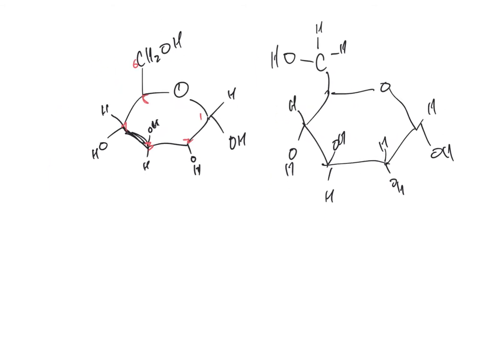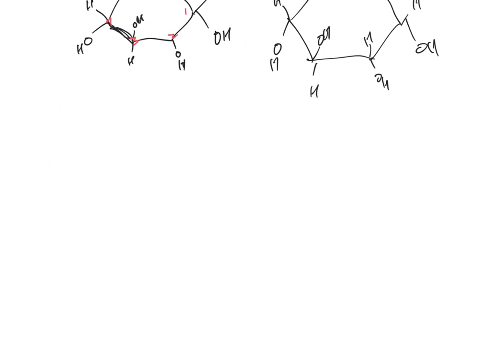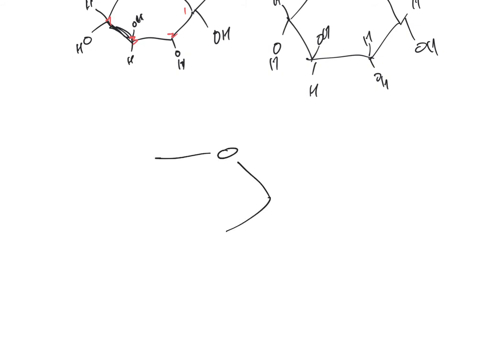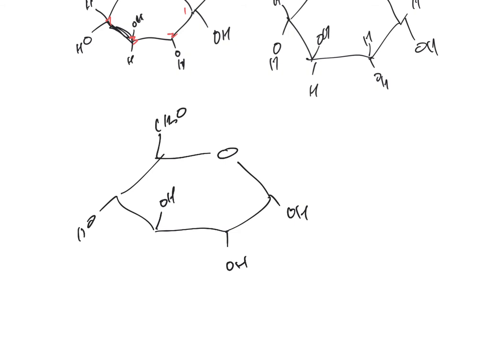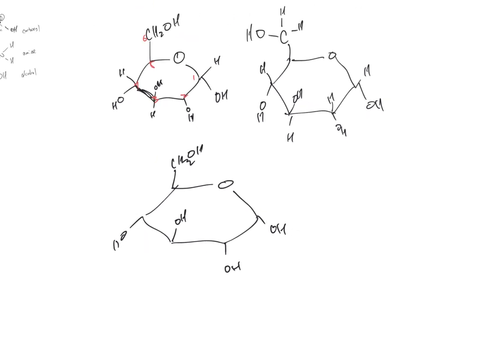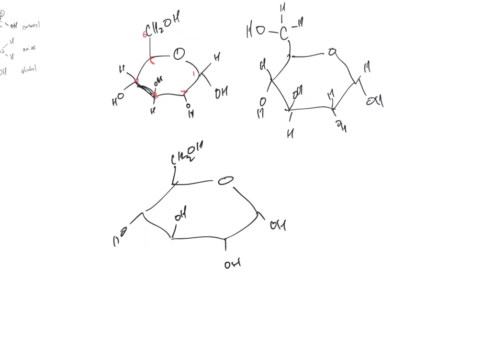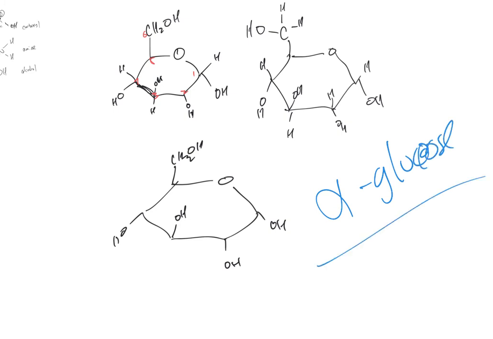Just draw it out. Okay? Now, I can do the same thing with fewer H's. So I can just simply draw it like this. O. There's OH, OH, OH, OH, CH2OH. This is also correct. All three versions are your alpha glucose. They're all correct.